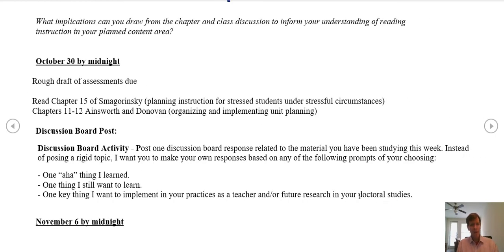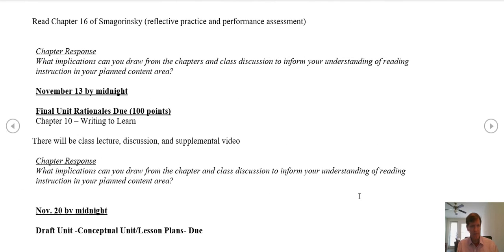October 30th, you've got a rough draft of your assessments that comes due. We'll get into chapter 15 of Smagorinsky, instruction under stressful circumstances, as well as implementing unit planning. You can see your discussion board post. November 6th, toward the end of class, we get into reflective practice and performance assessment.